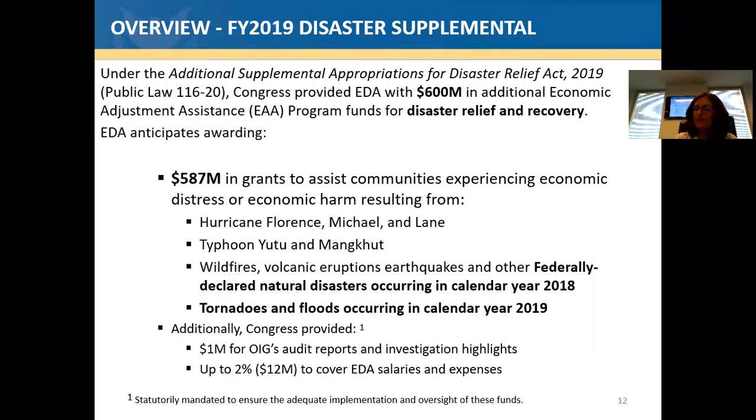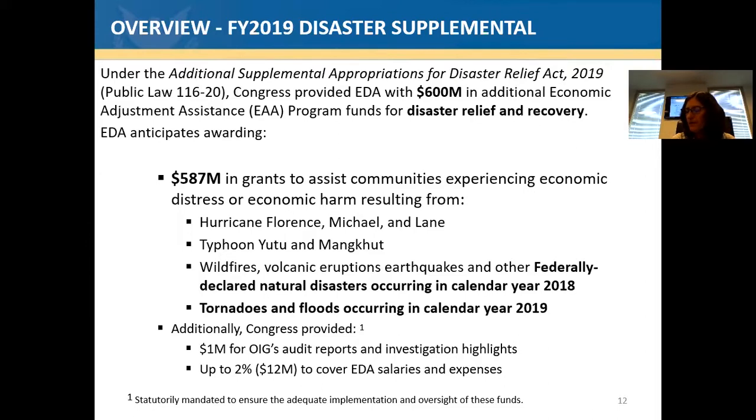But as you will note, the eligibility for 2019 disasters is more nuanced. For 2019 disasters, only areas impacted by major disasters involving tornadoes or floods are eligible for funding. To note, floods or tornadoes may be combined with other incident types, such as severe storms, straight line winds, landslides, mudslides, as long as floods and/or tornadoes are included. And we're going to go into more detail on this a little later on in the webinar.